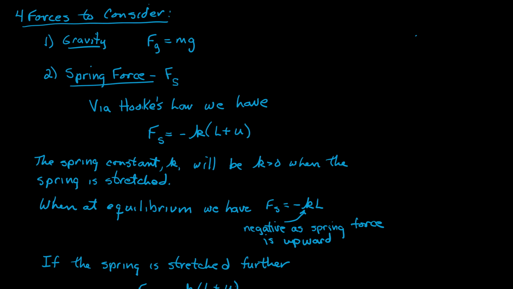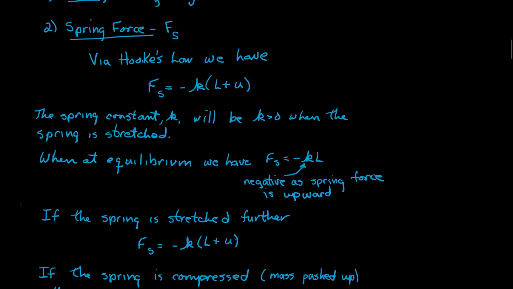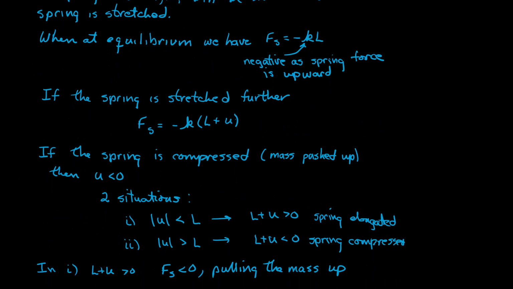Okay, now this spring constant k is going to be greater than 0 when the spring is stretched. Okay, greater than 0 times its negative is going to ensure that the force is negative or moving upward. Okay, when it's in equilibrium, we're going to have F sub s equals negative kL. It's negative, just like I said, because the force is acting upward. If the spring is stretched further, we're going to continue to have a situation where L is some amount that it's pulled down, u is some amount that it's pulled down. Both of these pulls are pulling downward, so they're both positive.